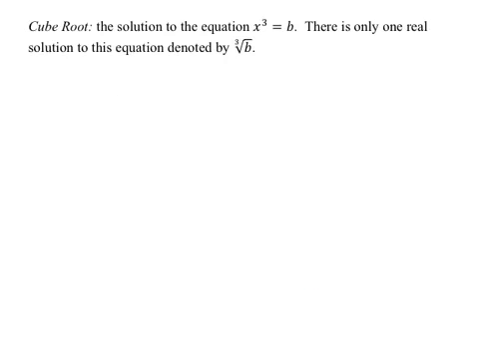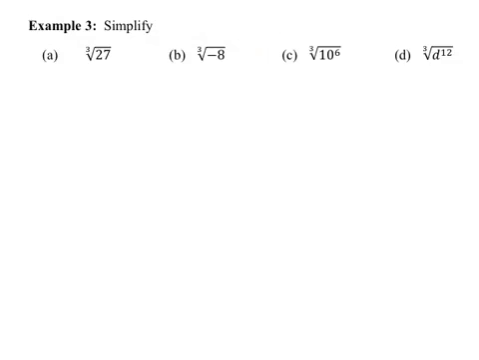Similar to a square root, the cube root is the solution to the equation x cubed equals b. And for these, there's only one real solution to this equation, and it's denoted by the cube root of b. Okay, this means the cube root of b. So let's take a look at a few examples to understand what's going on here. We're going to treat these just like we treated a square root.